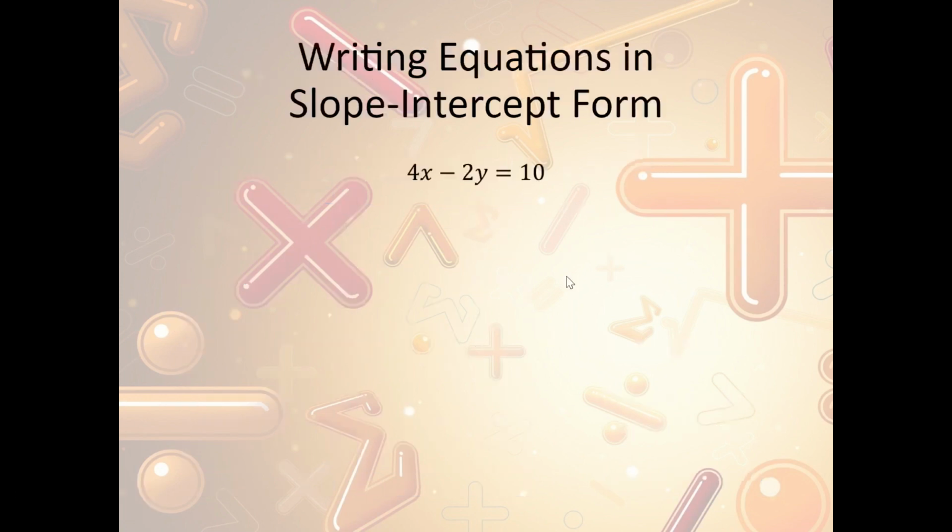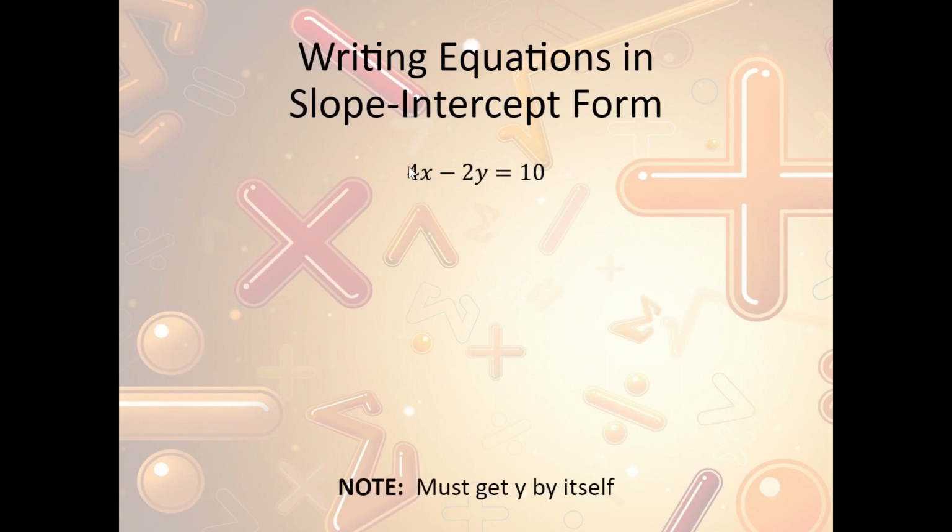Now, what do I do if the equation is not in slope-intercept form? Well, that presents a problem. I can't actually graph it unless it's in slope-intercept form. So I know that it needs to look like y equals mx plus b. So I need to get y by itself. So anything that's not y, I'm going to move to the other side.